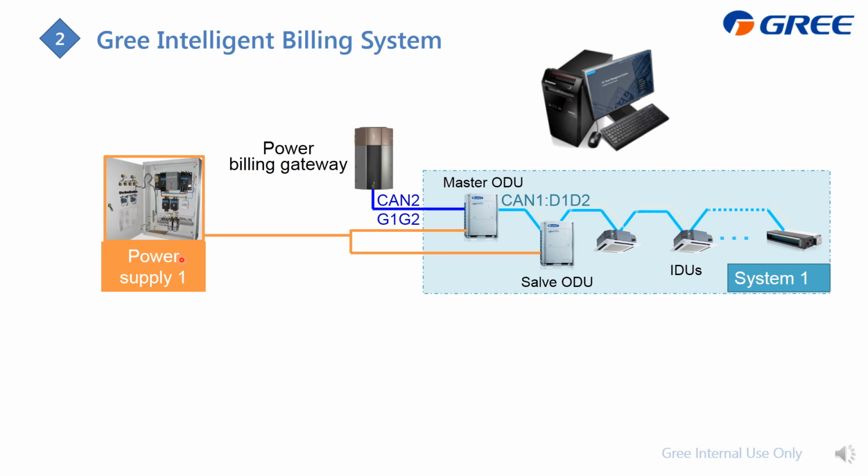I'd like to emphasize again that the billing system only supports measuring the power of the outdoor units. So this is the power for the outdoor unit, and then we need to use the power meter here to measure how much power these two outdoor units consume, and then the power data will be transmitted to the gateway on the RS485 signal.